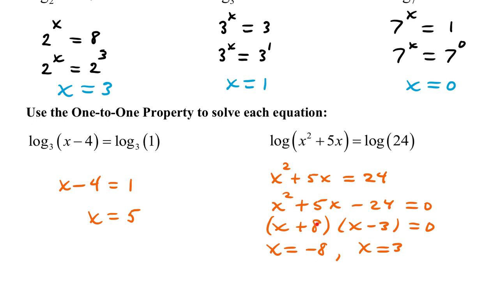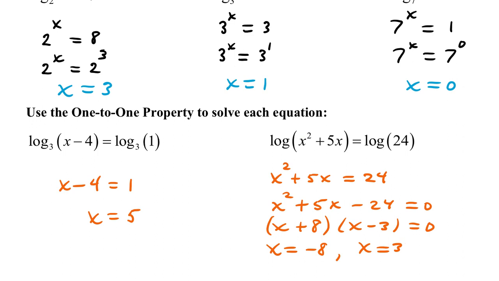Factoring, we use a positive 8 and a negative 3. The first factor is 0 when x equals negative 8. The second factor is 0 when x equals 3. With logarithms, you have to check to make sure that when an answer is substituted in, you don't get 0 or a negative. Let's check negative 8. Negative 8 squared is 64. 5 times negative 8, that's negative 40. 64 minus 40 is a positive 24. That works.